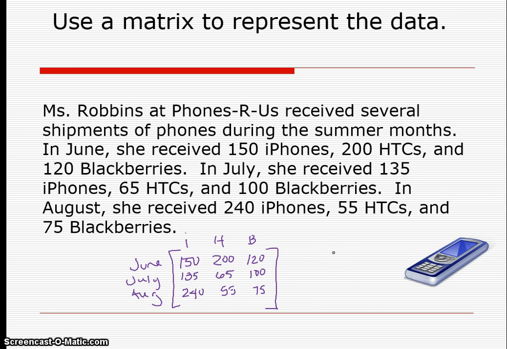But because you could have represented this either way, your matrix does need these labels so that I know what each row represents and what each column represents. So when I see the 65 here, I know that that was July. You sold 65 HTCs, or sorry, received 65 HTCs versus another month and another type of phone.